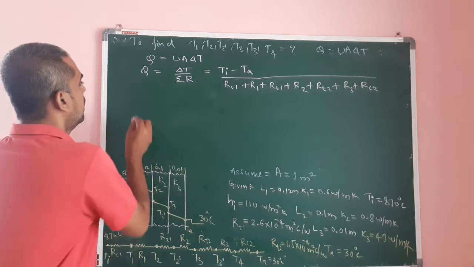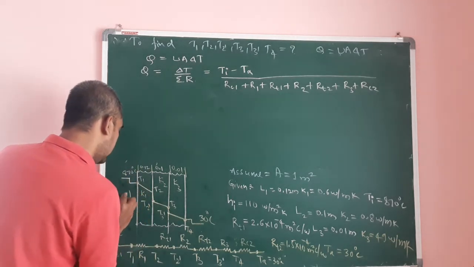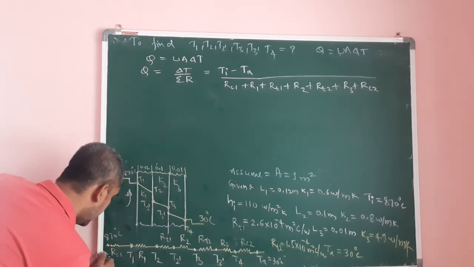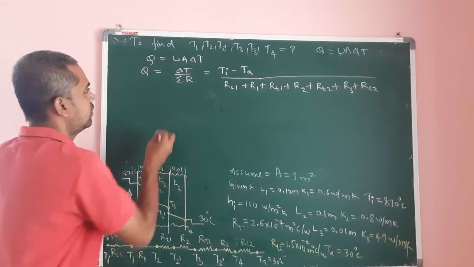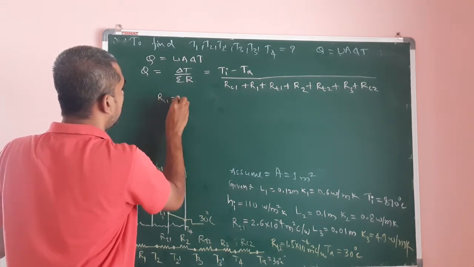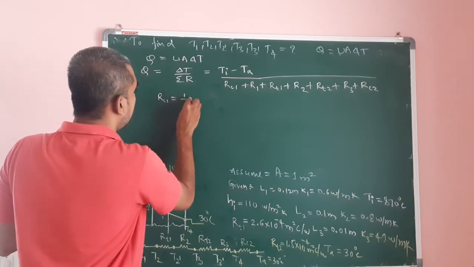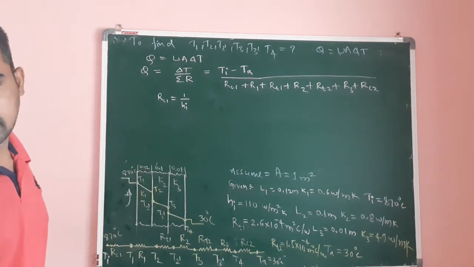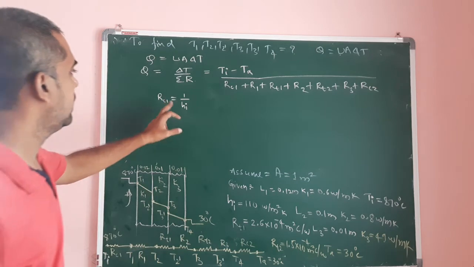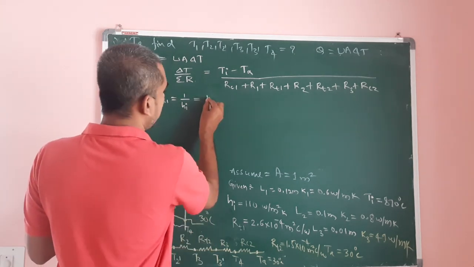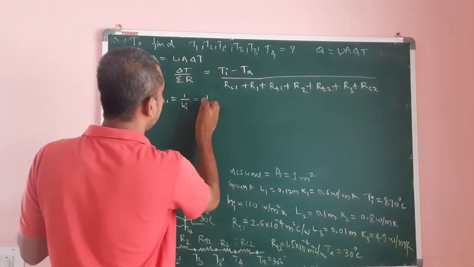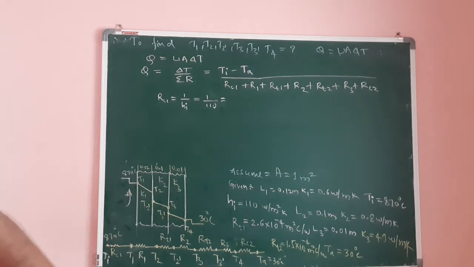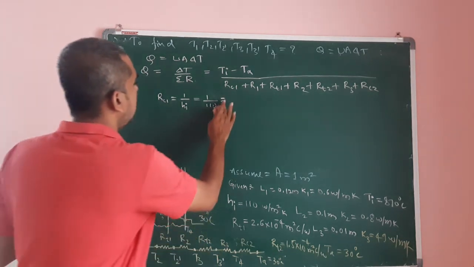How to find RC1? It is a convection heat transfer coefficient. There is a convection heat transfer from Ti to T1. Therefore RC1 is equal to 1 divided by Hi into A, but A we have assumed, therefore I will not write A. You will get 1 divided by Hi. Hi is 110, therefore 1 divided by 110, you calculate that value.